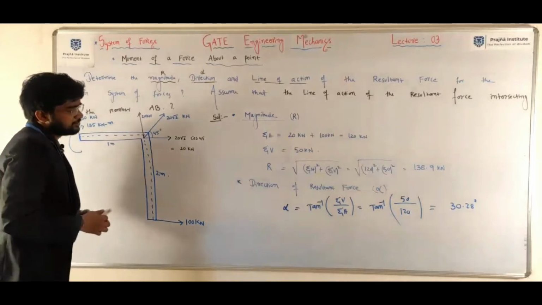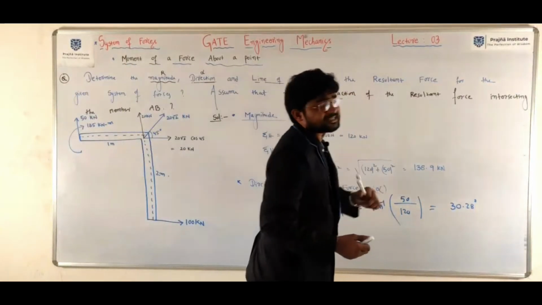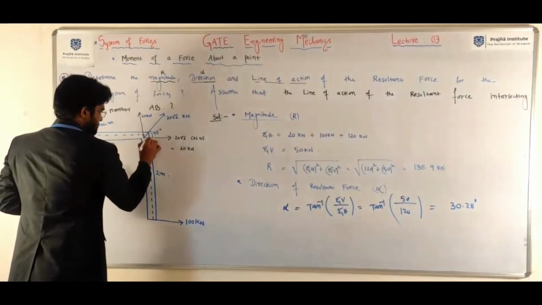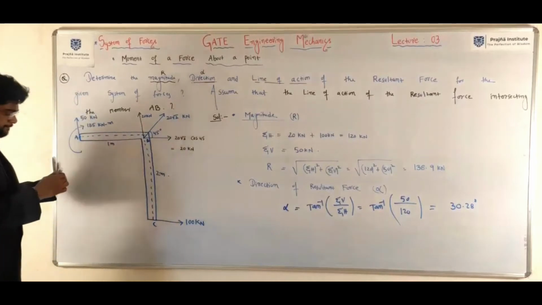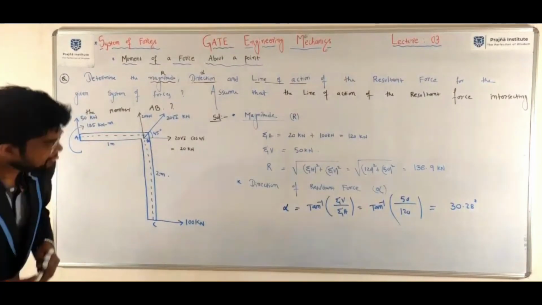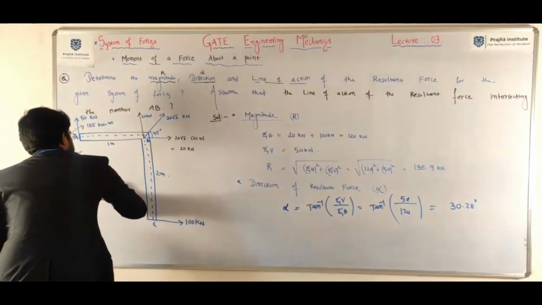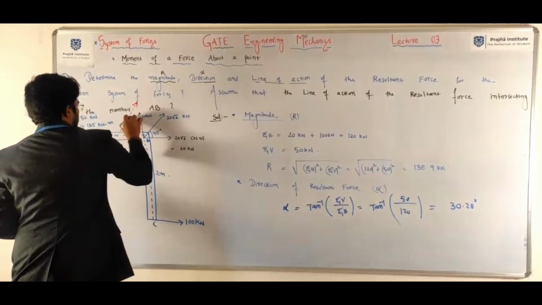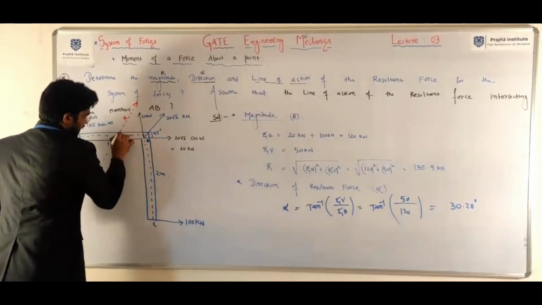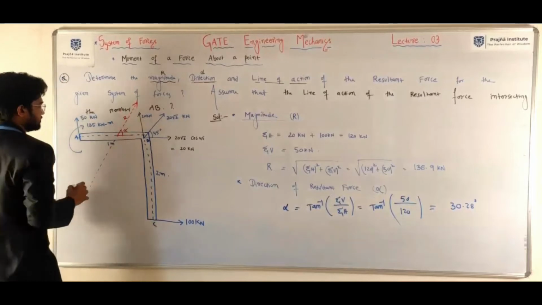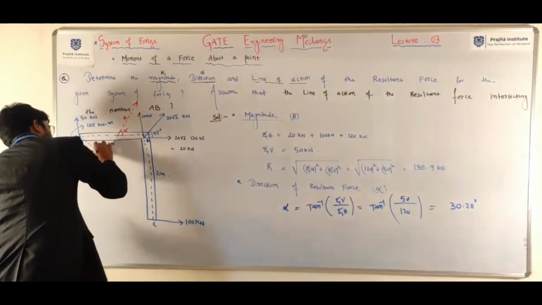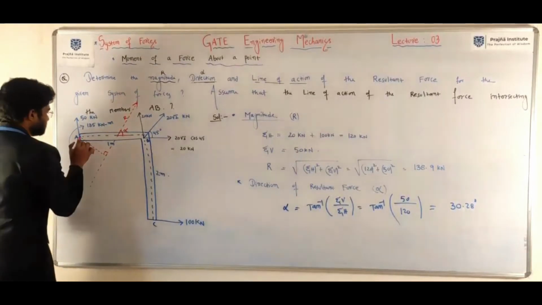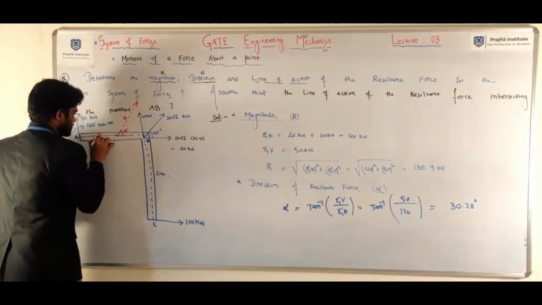It is given that the line of action of the resultant force intersects AB. This is A, this is B, C. This is the line of action of the resultant force R. It is making an angle alpha with the horizontal, and from here to here the perpendicular distance is D, and this will be X.